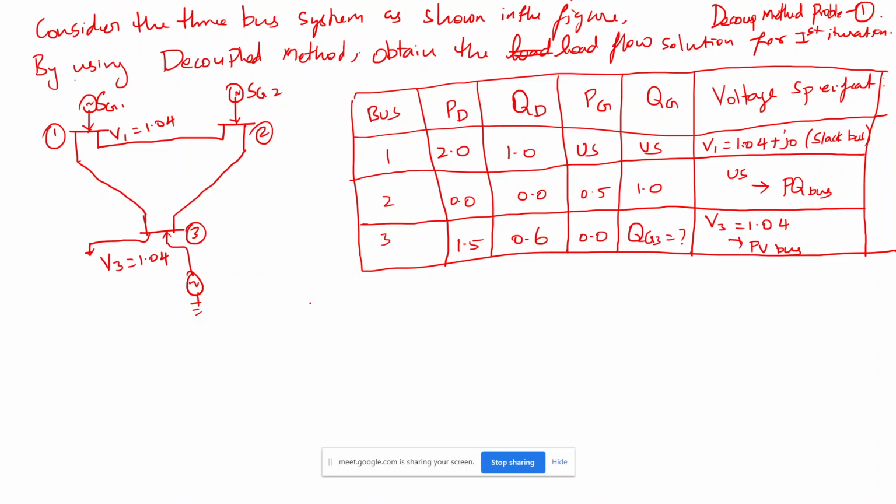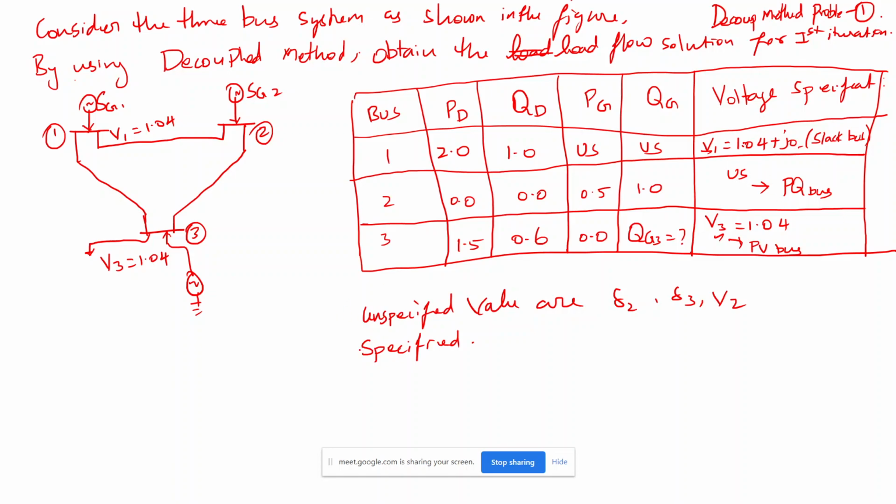So we know that here the unspecified values are what? What are the unspecified values? You can take your note and you can tell me. Unspecified values are delta 2, delta 3 and then V2. These are all the unknown values. And specified values? We know what are all the specified values, nothing but V1 and then V3 is specified and delta 1 is specified. These are all the specified values.